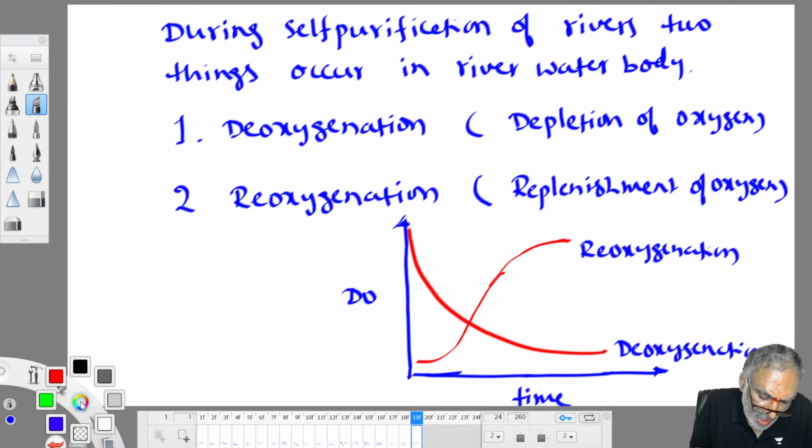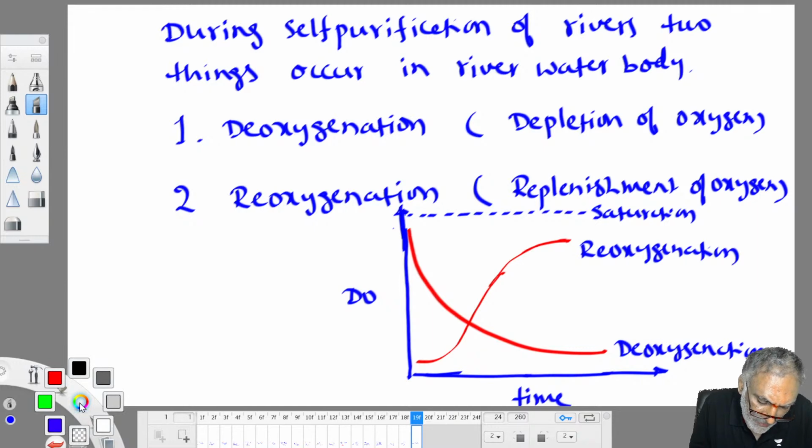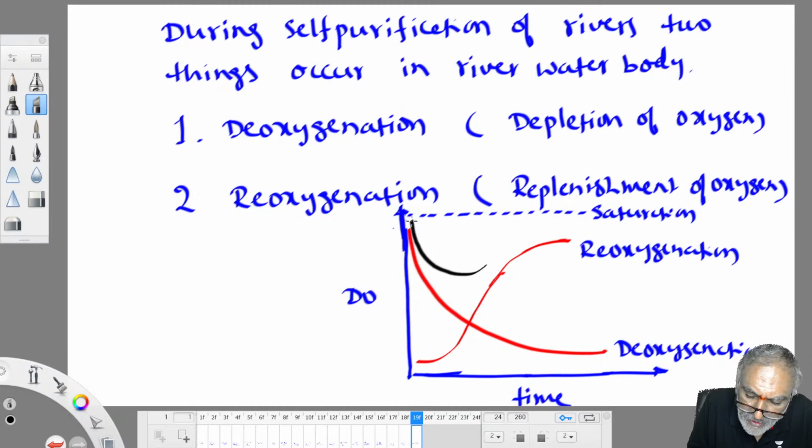See, if any river is pure, it is supposed to contain oxygen at saturation, the highest level, but no river is pure. Therefore every river has got a certain deficit of oxygen. This is called oxygen at saturation point. So the difference between this deoxygenation and reoxygenation, if you sum up, then what happens? You get one curve. That curve is called oxygen sag curve.